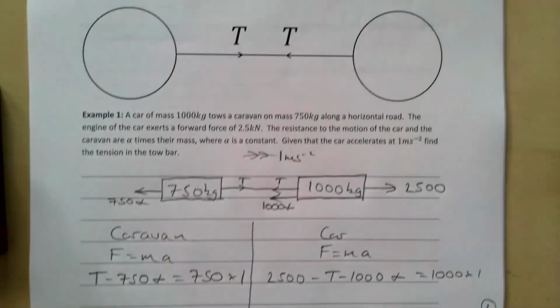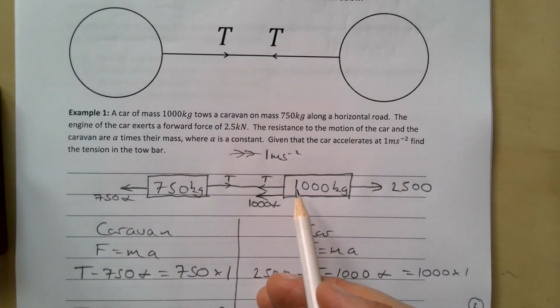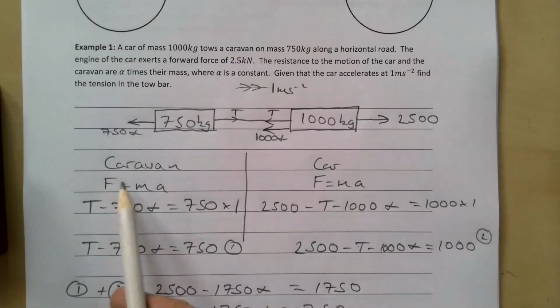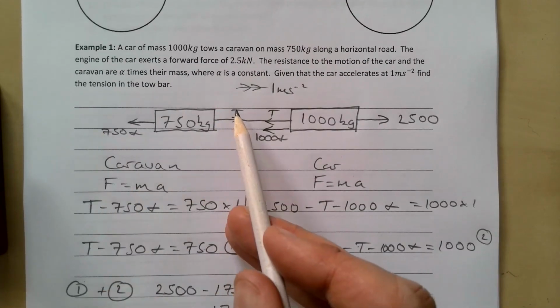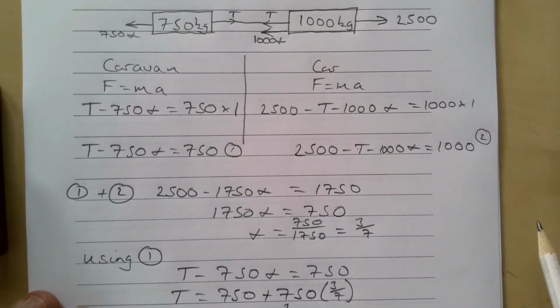A couple of different methods of doing it. You can take it all as one big lump and the T's cancel out. We'll do a few examples like that in class. But generally I do F equals ma for this, F equals ma for this, and then add or subtract the two equations, and that normally eliminates one of the unknowns to work out what we need. Okay.